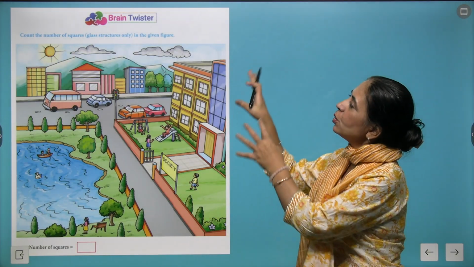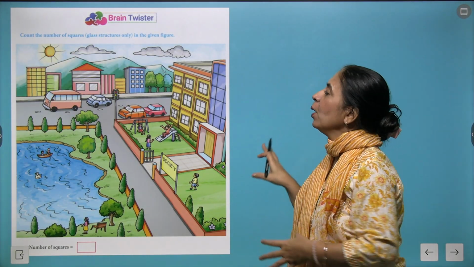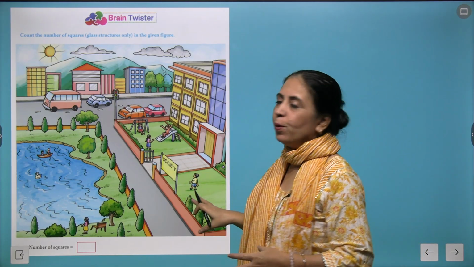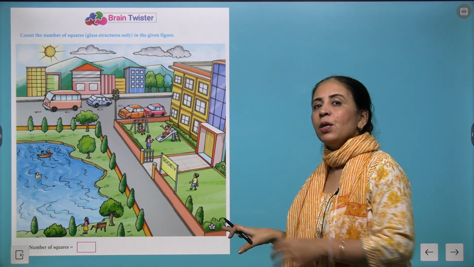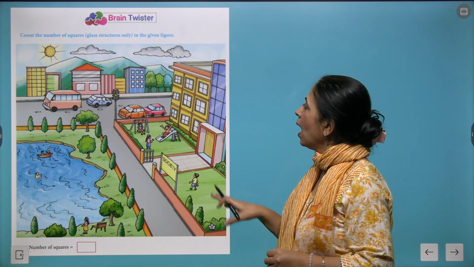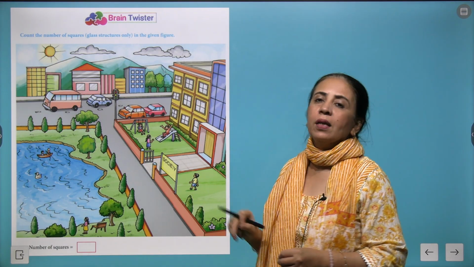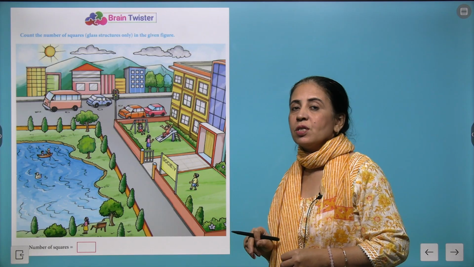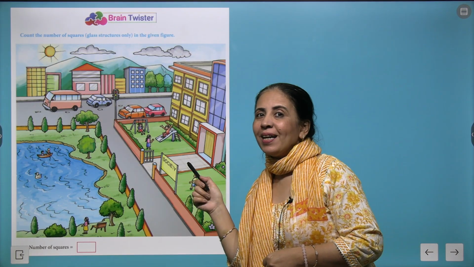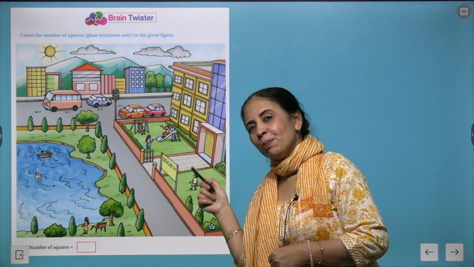Now I have brought one brain twister for you. Here we have a view of a beautiful place and you need to find how many squares are there in the glass structures, which you will count accurately after doing all those puzzles.